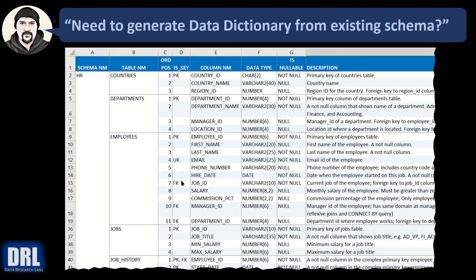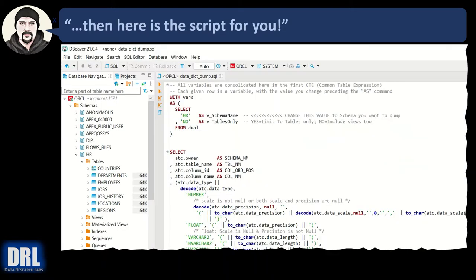Do you want to have all those things automatically generated into a data dictionary from an existing schema and then output that to, say, Excel or to a text file? Then here's the script for you.